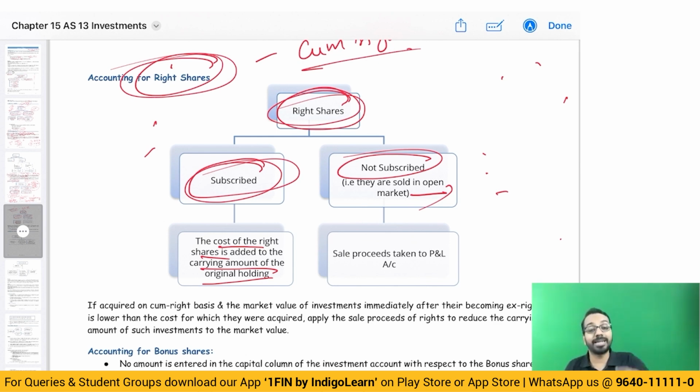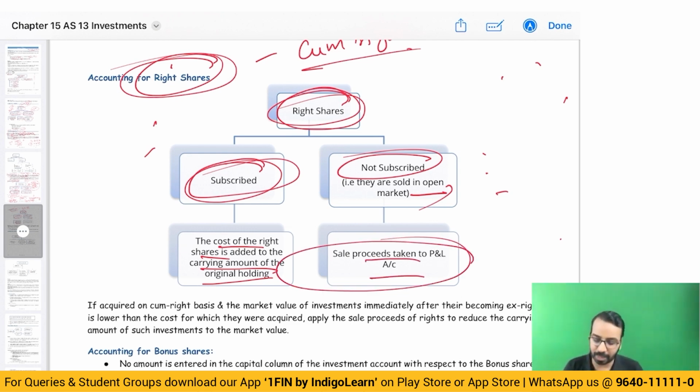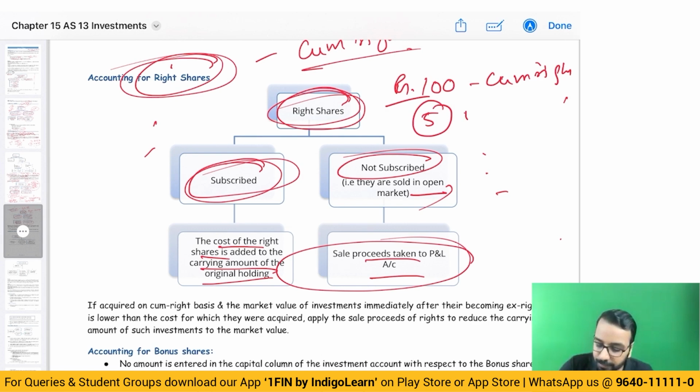I can sell my right entitlement in the open market. Then the proceeds will be taken to the P&L. But there is an exception. For example, I have acquired some shares at 100 on cum rights basis. I have sold the right entitlement for 5. Typically, this 5 should be taken to P&L, no problem.